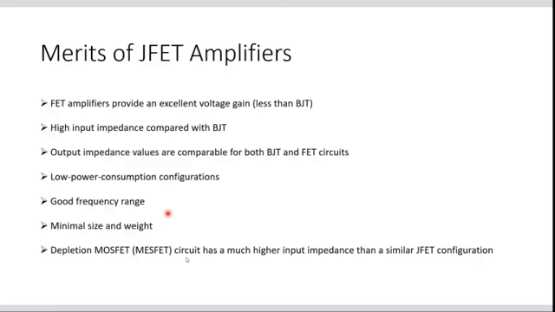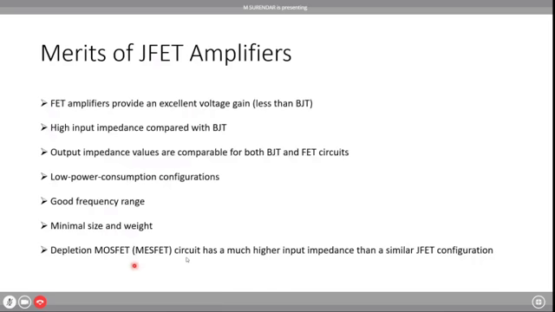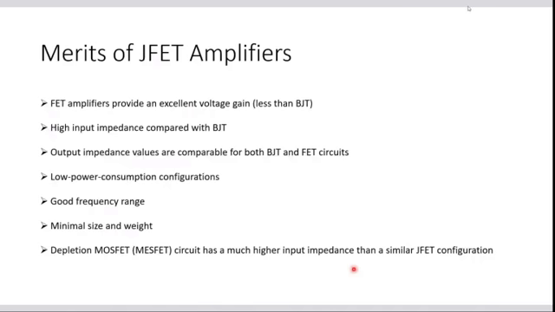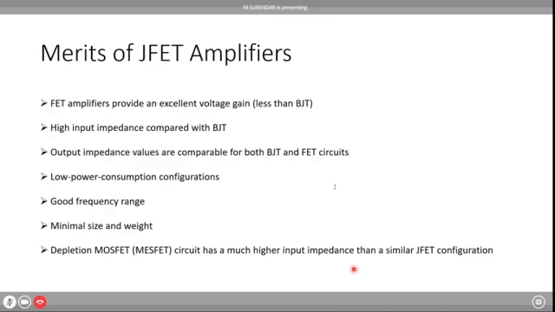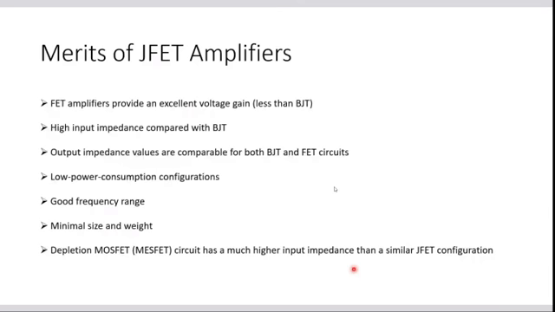You can clearly see that depletion type MOSFET has much higher input impedance than the similar JFET configuration. If I am removing that JFET from that amplifier and I am plugging in that depletion type MOSFET, it has a higher input impedance than the JFET. That's what they are trying to say. But still, we are restricting our discussion only to the JFET right now. MOSFET will be discussed later. It is a very simple one. Okay, fine.